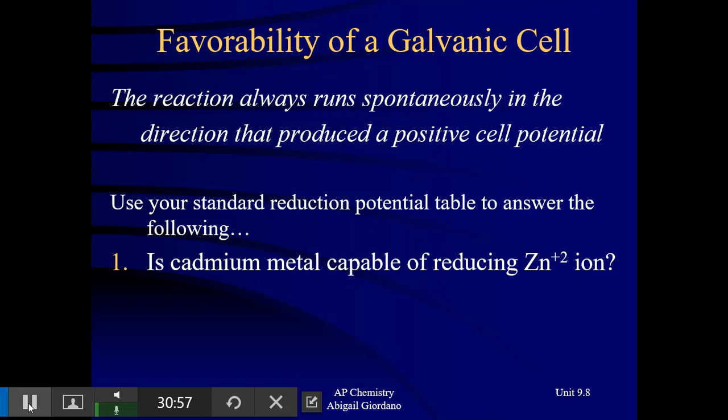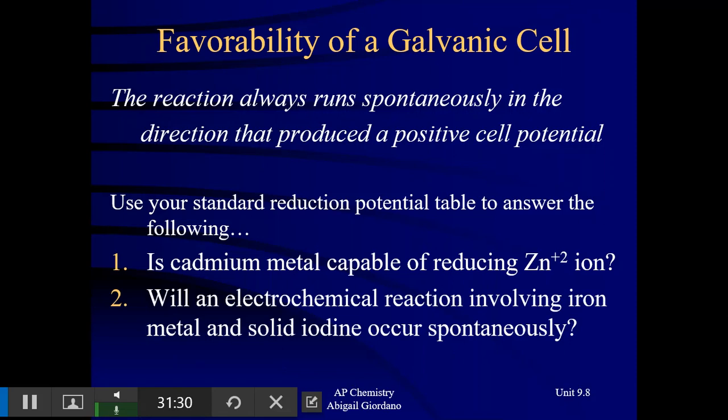Do you get a positive number? The answer is no, you don't. So the answer to this question is no. Cadmium metal is not capable of reducing the zinc ion, or at least it's not going to happen spontaneously on its own. Okay, that combination would not be in a galvanic cell because we get a negative total cell potential. So let's look at another one.